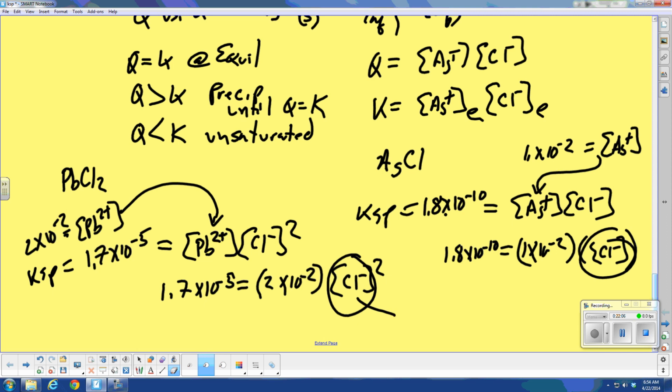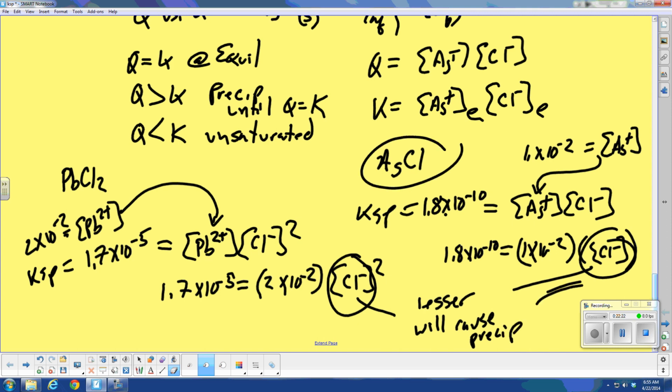Whichever amount of chloride is less, the lesser amount of chloride will cause precipitation first. Got it? So if this is the lesser amount, then my silver chloride precipitates first. If this is the lesser amount, then my lead 2 chloride precipitates first.